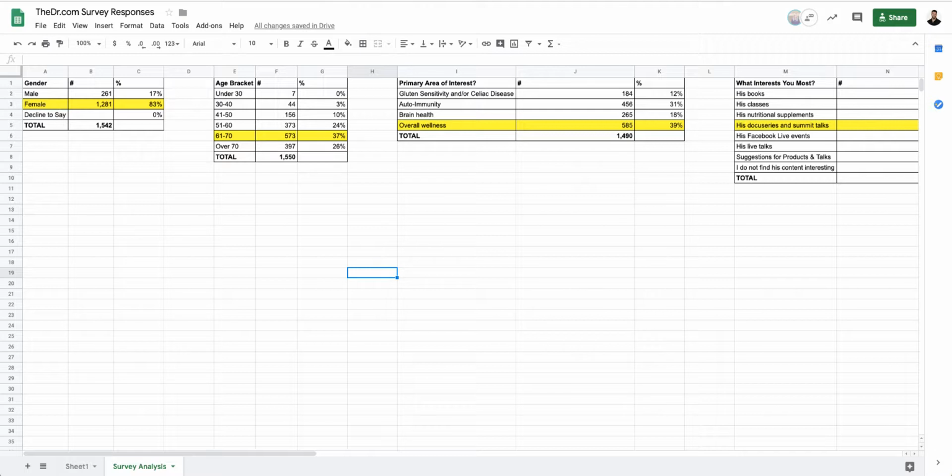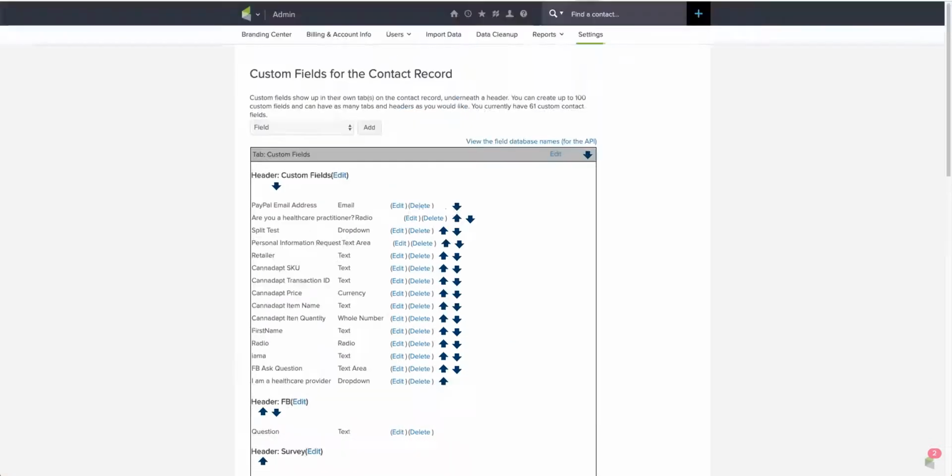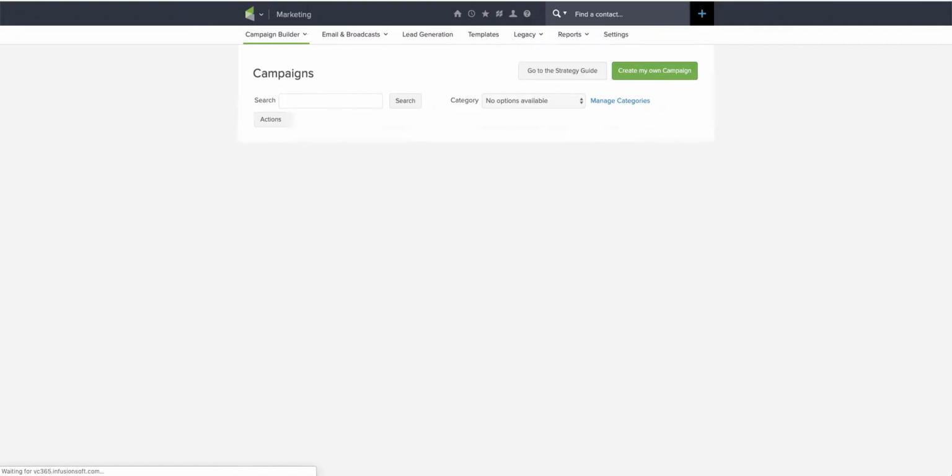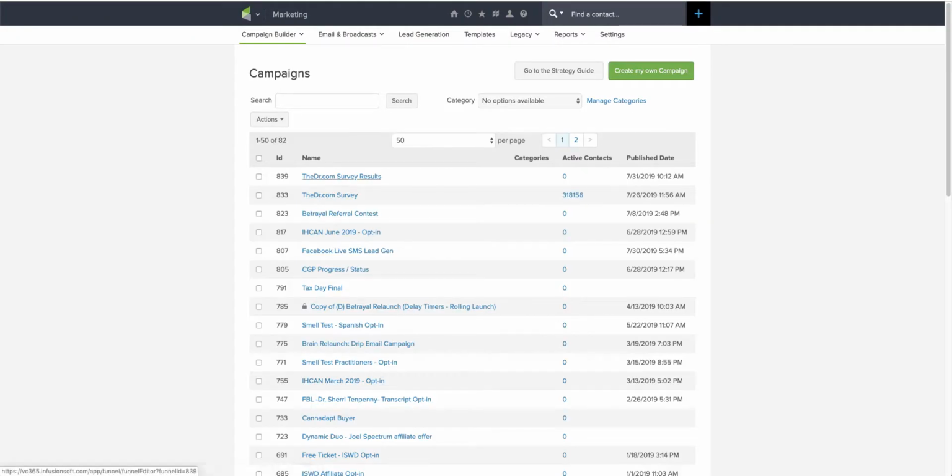But what does come in real time is if you're in VC 365 and you go to the campaign builder. This is going to drive you a little nuts, which is why I put it into the Excel document, but there is a campaign called the Doctor.com survey results, which will all compile in real time as well, which will help break it down. So if we just hop in here real fast, I'll show you what's going on in case you want to see it. Just don't make any changes to it or else it'll break.